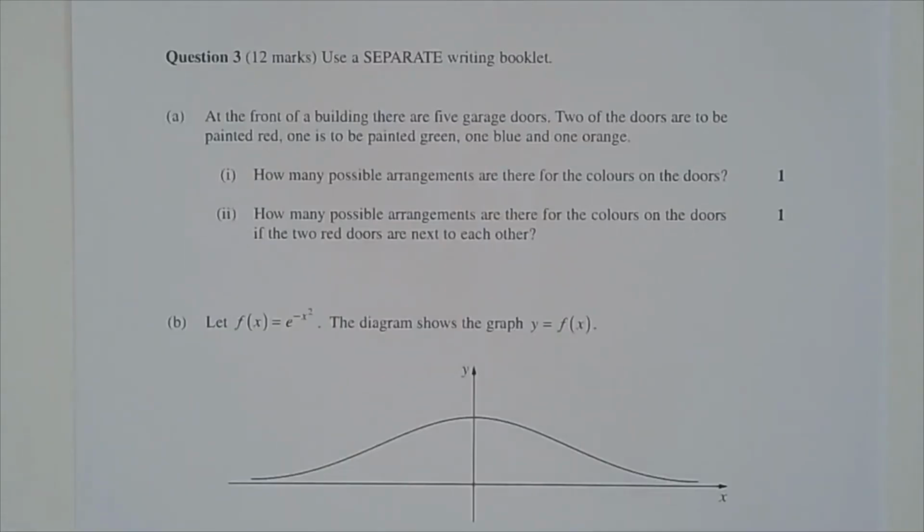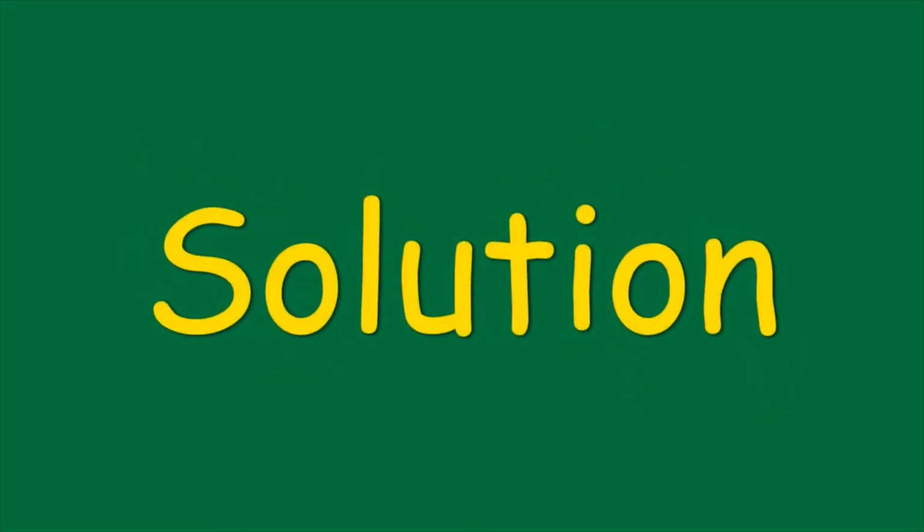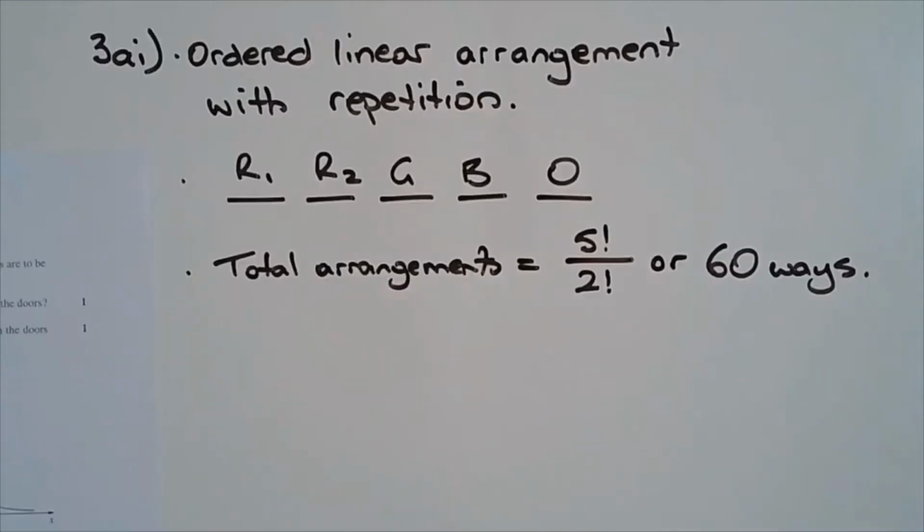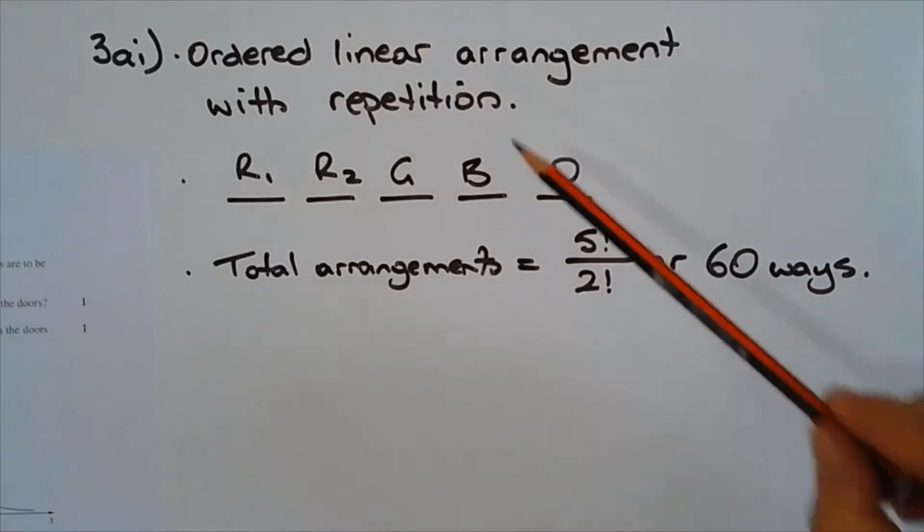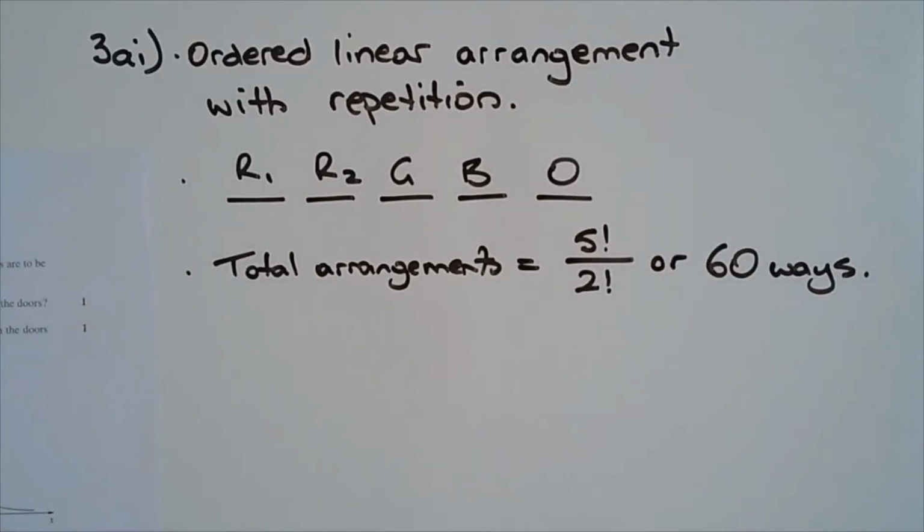Question 3a. At the front of a building there are 5 garage doors. 2 of the doors are to be painted red, 1 is to be painted green, 1 blue and 1 orange. Part 1. How many possible arrangements are there for the colours on the doors? This is an ordered linear arrangement with repetition, so permutations will be applied.